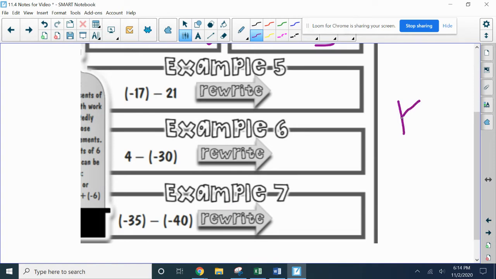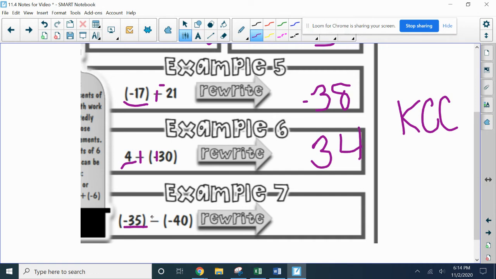Remember, we have to do our keep, change, change. So keep, change, change. Two negatives, add them and make a bigger negative. So 8 and 38, bigger negative. Again, keep, change, change. Two positives become a bigger positive. And again, keep, change, change. Positive and negative, subtract, keep the bigger sign. So 40 minus 35 is 5. Positive 40 is bigger than 35 and 40 is positive. So our answer is going to be positive.